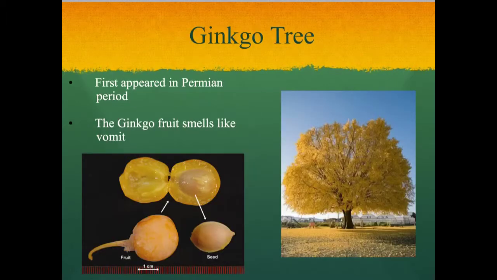Our first example of a plant is the ginkgo tree. This tree first appeared in the Permian period, around 250 million years ago. Its special feature is the ginkgo fruit, which smells like vomit to deter animals from eating its seed, and it is only carried by female trees.